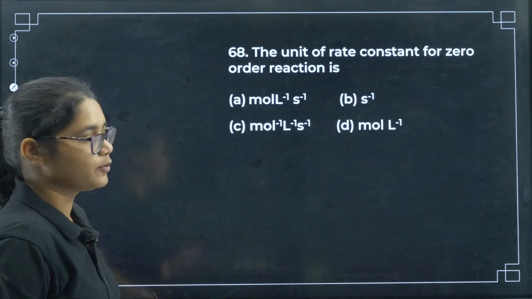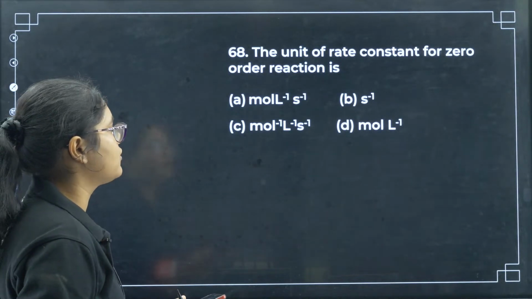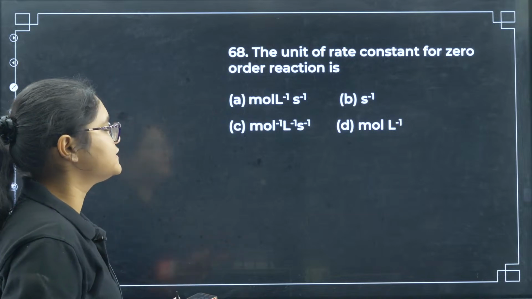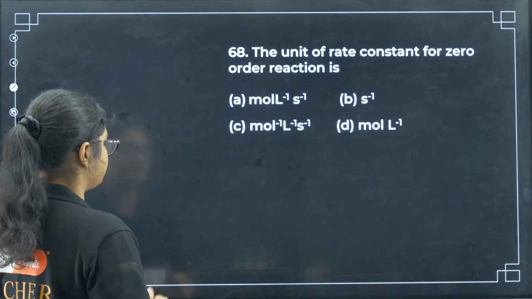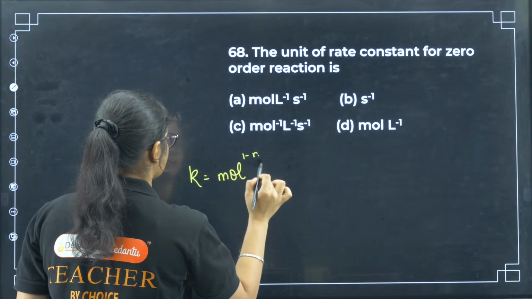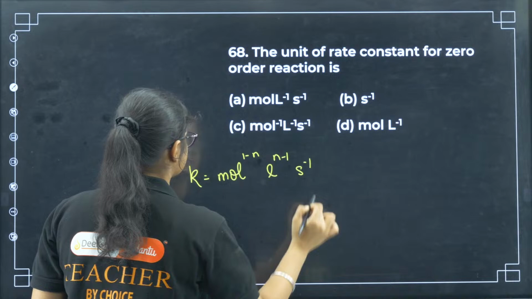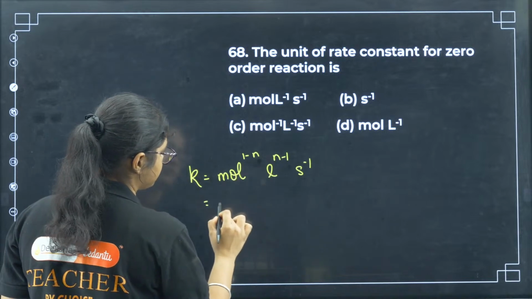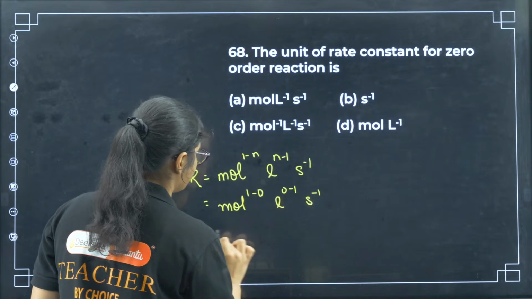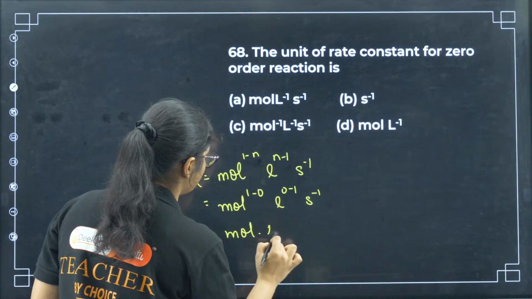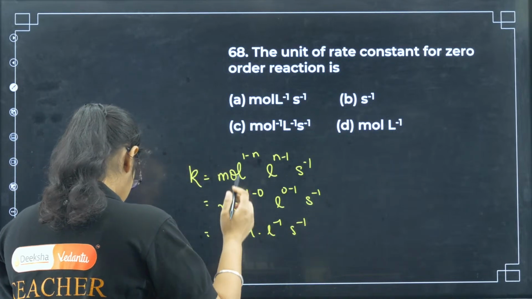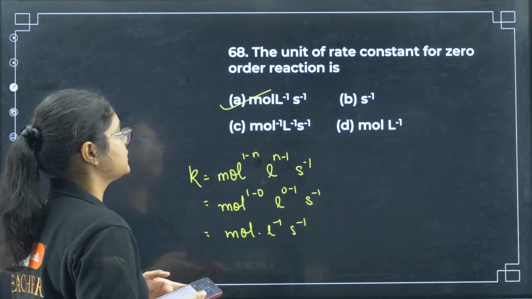It is A. Okay. Next, the unit of rate constant for 0th order reaction is, okay, we have done this question many times. For 0th order reaction, what is the unit? If you don't remember, you can do it like this: K is mole to the power of 1 minus n, liter to the power of n minus 1, second inverse. In the place of n, substitute 0. So I will get 1 minus 0, 0 minus 1, second inverse. So I will get mole, liter inverse, second inverse. Okay. So it will be 68A, that is option number A.